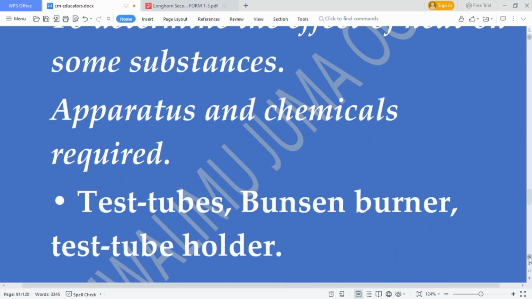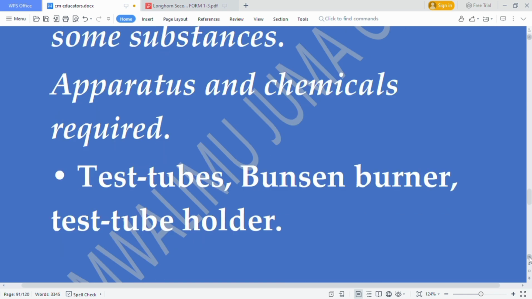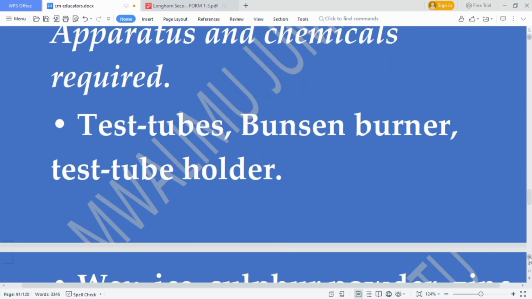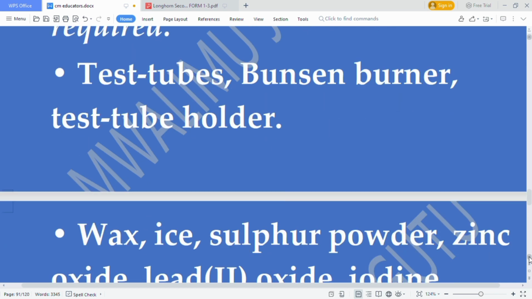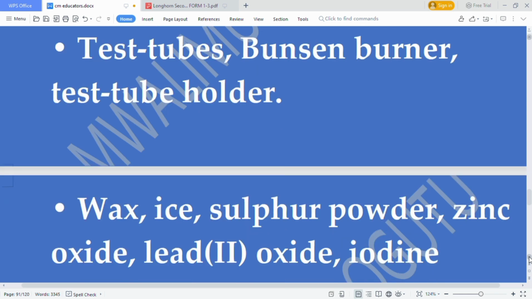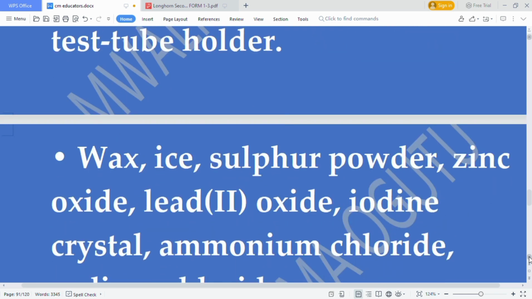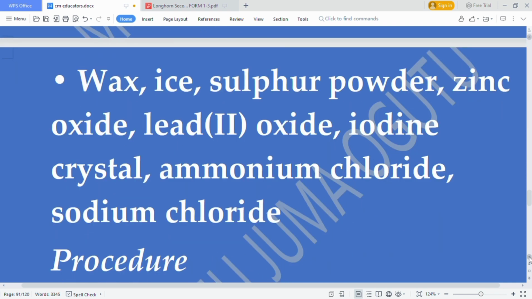So the apparatus and the chemicals required: a test tube, Bunsen burner, test tube holder. Now the chemicals that we are using: wax. Remember, it's not one experiment, but a number of experiments. So you have wax, ice, sulfur powder, zinc oxide, lead oxide, iodine crystals, ammonium chloride, and then sodium chloride.